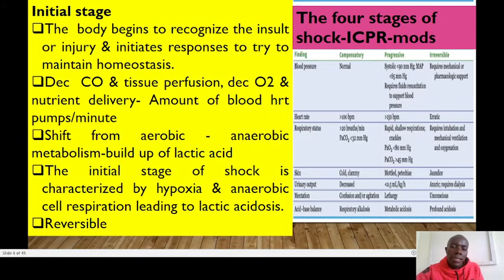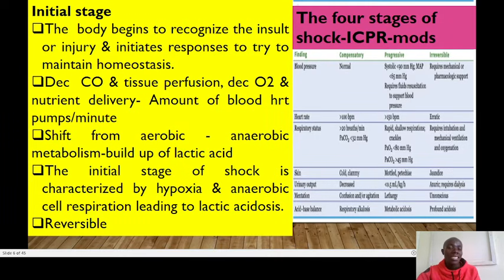Alright, so the first I is for initial stage. This is the first stage of shock, guys. Here the body will attempt to recognize the insults and initiate a response to try and maintain homeostasis. Generally, we have decreased cardiac output. What did you say decreased cardiac output is? Cardiac output is simply the amount of blood the heart pumps per minute.